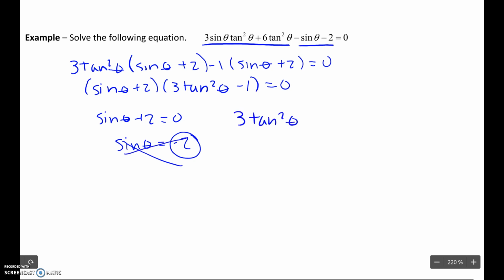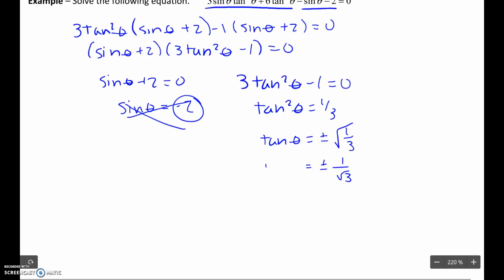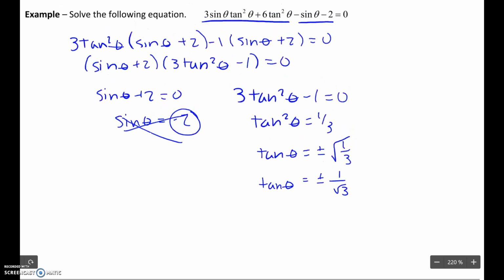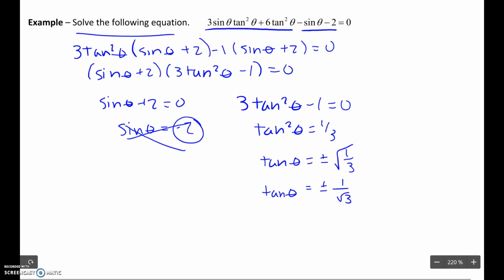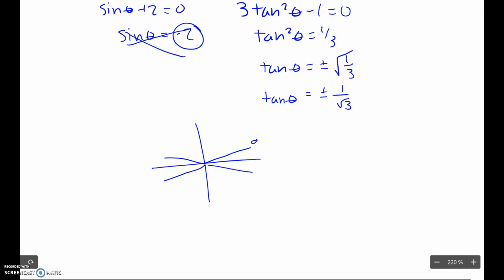3 tangent squared theta minus 1 equals 0. So tangent squared theta equals 1/3. So tangent theta equals plus or minus the square root of 1/3, which is plus or minus 1 over root 3. All right, so we need to think about our unit circle. It just says solve the equation. It doesn't have any restrictions, so we need to tell everywhere that it happens, right? So on the unit circle, tangent is plus or minus 1 over root 3 right here, and right here, and right here, and right here. So all the pi over 6's.